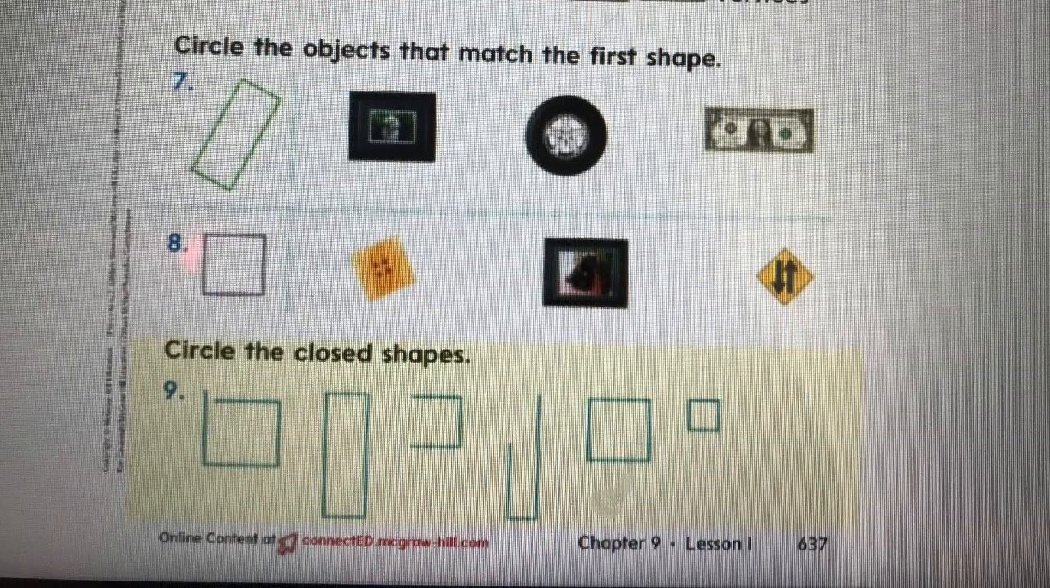For problem 9, you'll need to look closely. Circle the closed shapes. That means that nothing can get in. Circle them with your pencil and then move to the next page.